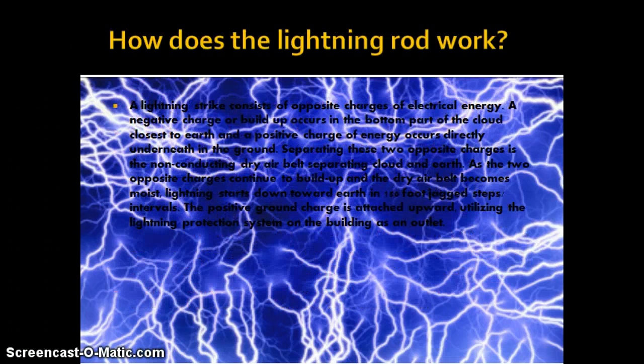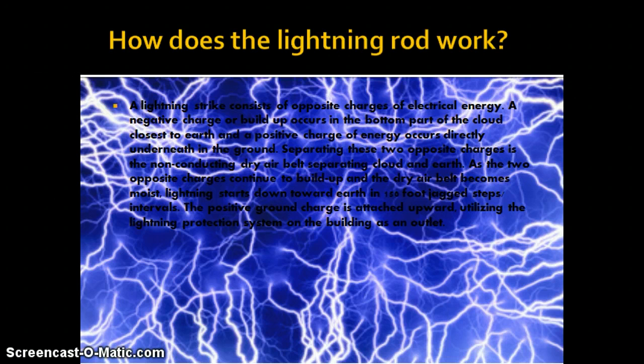How does the lightning rod work? A lightning strike consists of opposite charges of electrical energy. A negative charge or buildup occurs in the bottom part of the cloud closest to Earth, and a positive charge of energy occurs directly underneath in the ground. Separating these two opposite charges is the non-conducting dry air belt separating cloud and Earth.